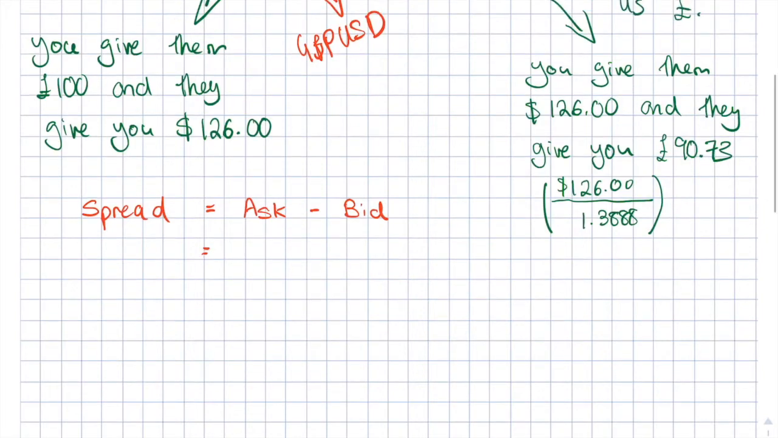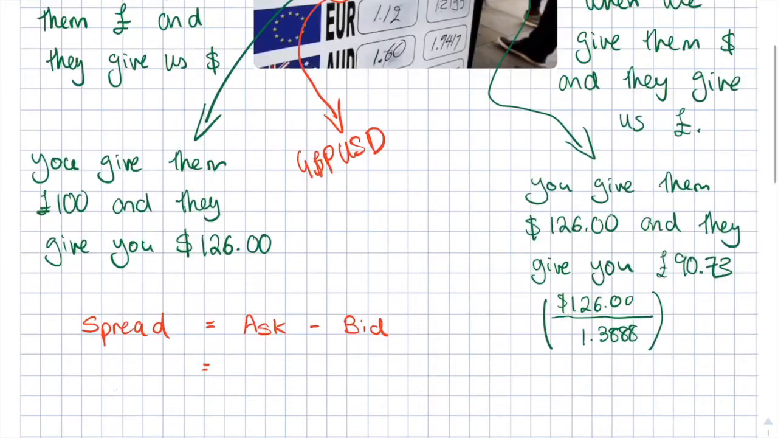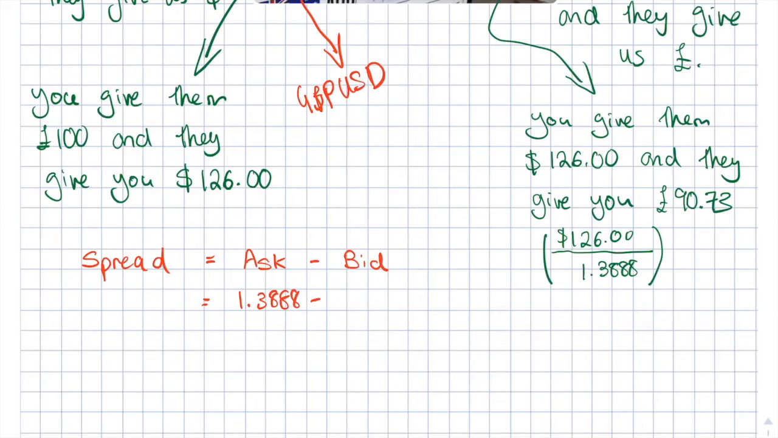So let's just show this calculation here. So 1.3888, which is the ask price, minus 1.26. And what does that give you? Well, it gives you 0.1288. And although this is represented this way, we want to represent it in terms of something called pips. And when you get familiar with the forex, you would understand pips and you'd hear pips so many times.